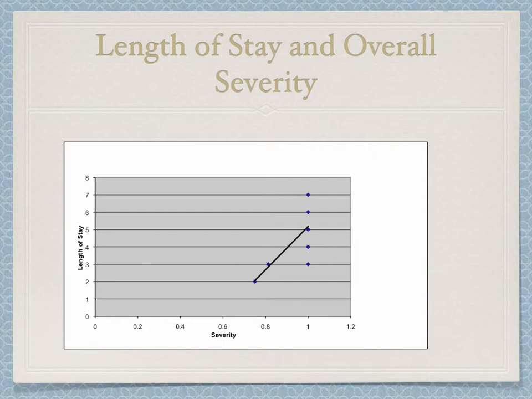These are our results. The x-axis shows the length of stay and the y-axis the severity. As you can see, our cases where congestive heart failure is present cluster around 1, the highest severity score.